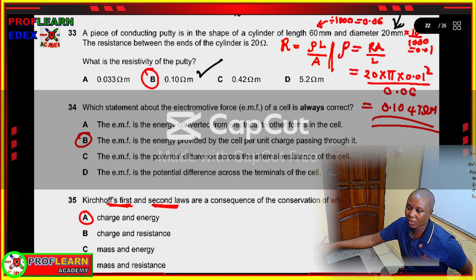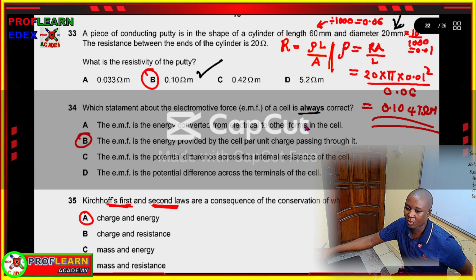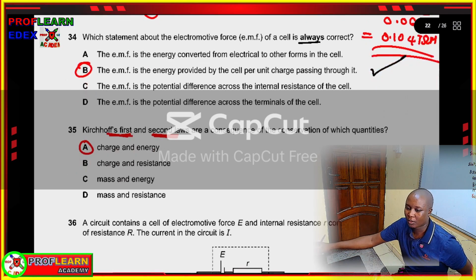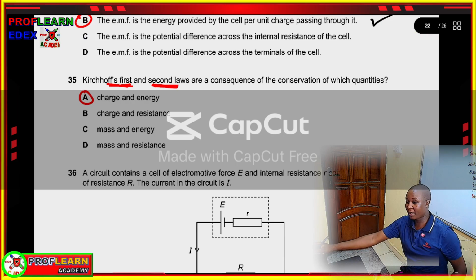Which statement about electromotive force of a cell is always correct? EMF is the energy converted to other forms in the cell from electrical to other forms. No, this is PD that will be defined like that. EMF is the energy provided by the cell per unit charge passing through it. That's correct. EMF is the potential difference across internal resistance. No. EMF is the potential difference across the terminals of the cell. No, the answer is B. Just basically the definition of EMF.